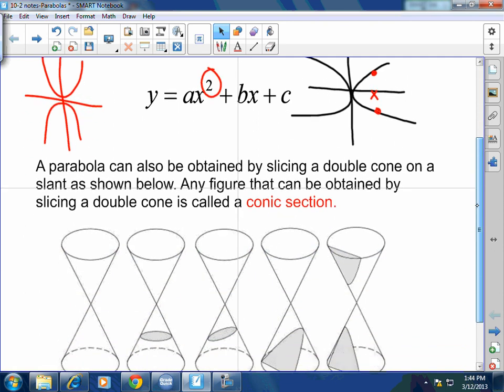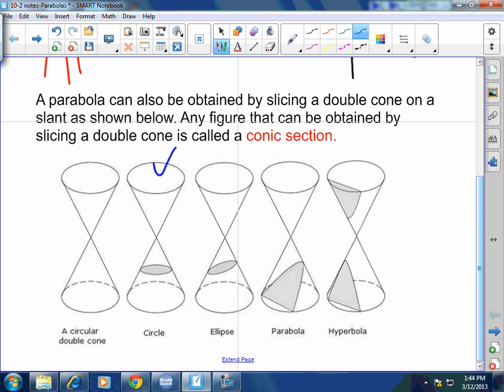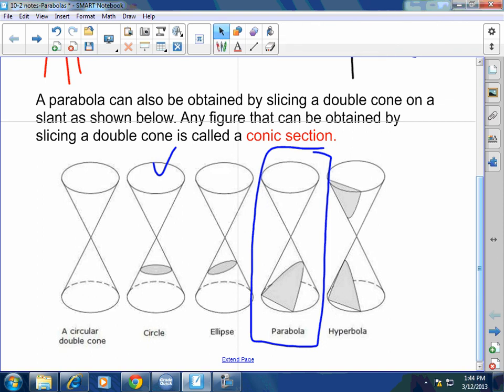Now, as I described yesterday, a parabola, just like a circle, can also be obtained by slicing a double cone on a slant, as shown below. Any figure that can be obtained by slicing a double cone is called a conic section. We have already learned about circles, and today we're going to talk about parabolas. All of these are called conic sections because they come from a double cone.